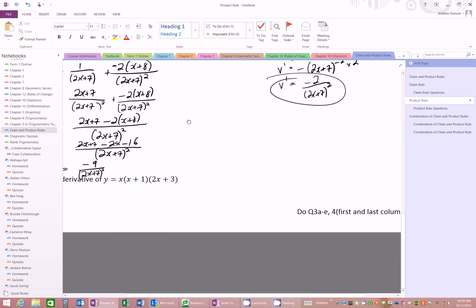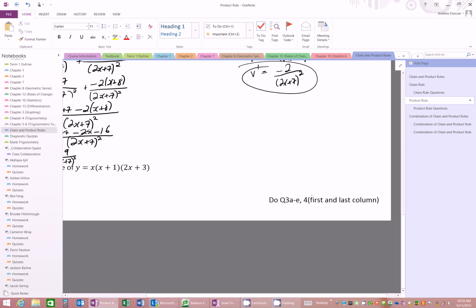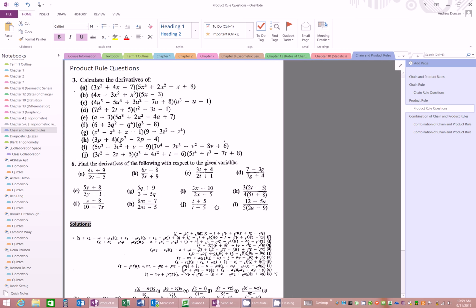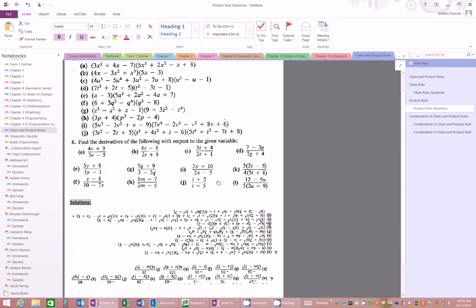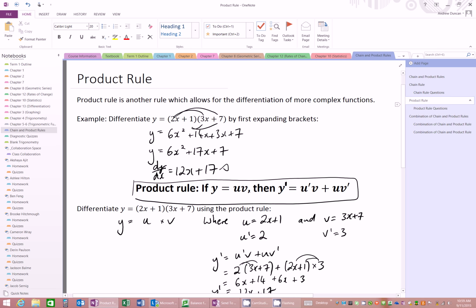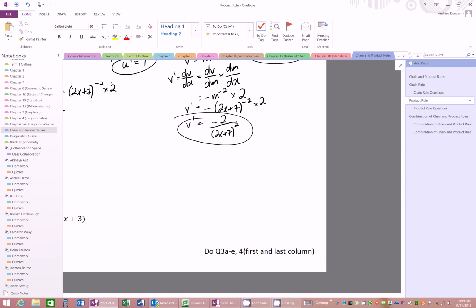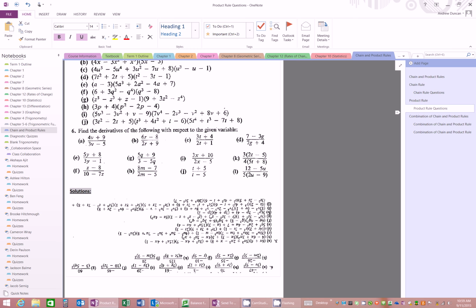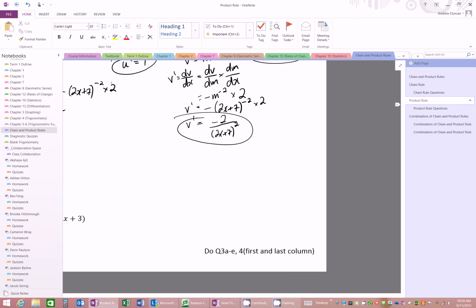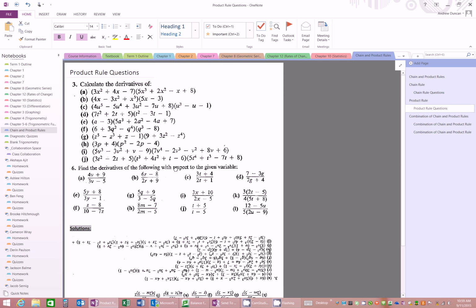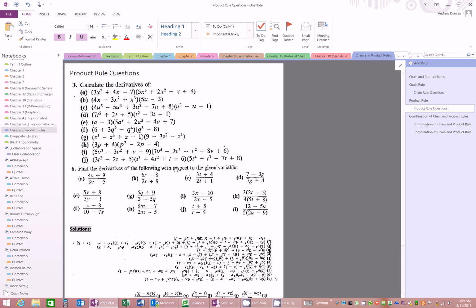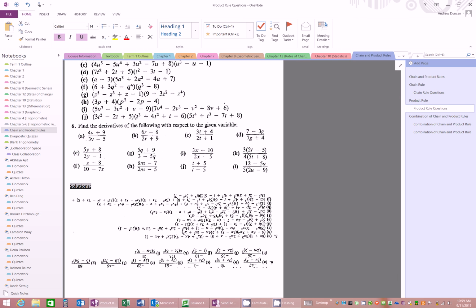So the questions that I want you to do, it says 3AE in question 4. Not sure why these letters are all wrong. This should be question 6, and you should be able to do all of those without that last point.